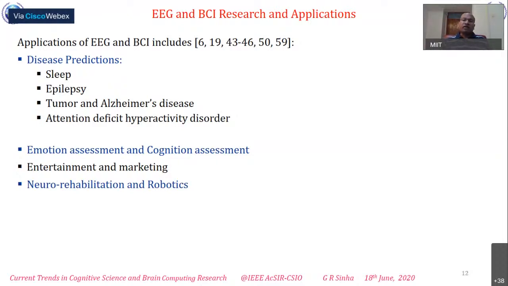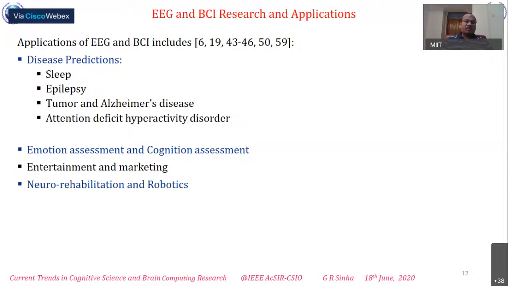Emotion assessment and cognition assessment, entertainment and marketing industries. These days you can find different toys and movies where our kids and other people can see plays and games where a lot of emotions and sentiments are involved. So in these industries also, this BCI is playing a significant role.